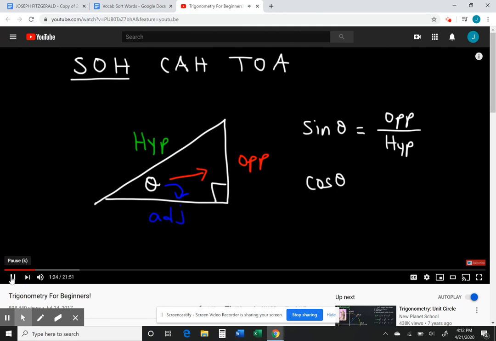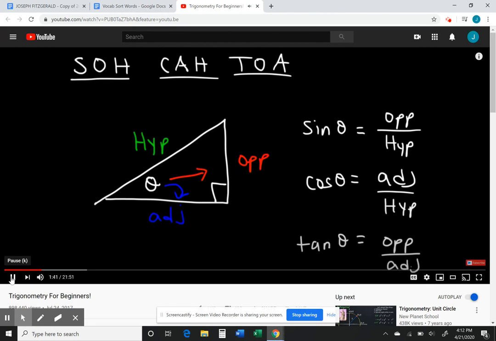Cosine theta is equal to the adjacent side divided by the hypotenuse. CAH: cosine is adjacent over hypotenuse. And tangent theta, TOA, is equal to the opposite side divided by the adjacent side. So that's the tangent ratio. All right, and those are our 3 functions that we're going to be focusing on today.